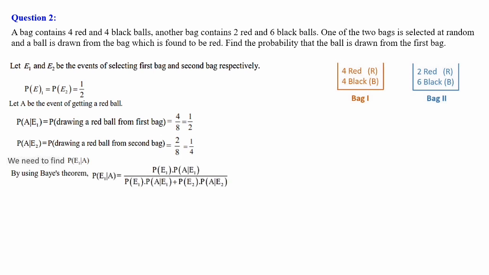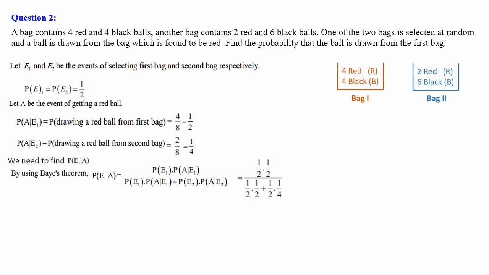By using Bayes theorem, we can write probability of E1 given A is equal to probability of E1 into probability of A given E1, divided by the sum of the probabilities, that is P of E1 into P of A given E1 plus, here there are two events E1 and E2, P of E2 into P of A given E2. All the calculations we have done here: P of E1 is 1 by 2, P of A given E1 we have calculated, that also 1 by 2, divided by P of E1 into P of A given E1, the same quantity 1 by 2 into 1 by 2, plus P of E2, that is 1 by 2 into P of A given E2.